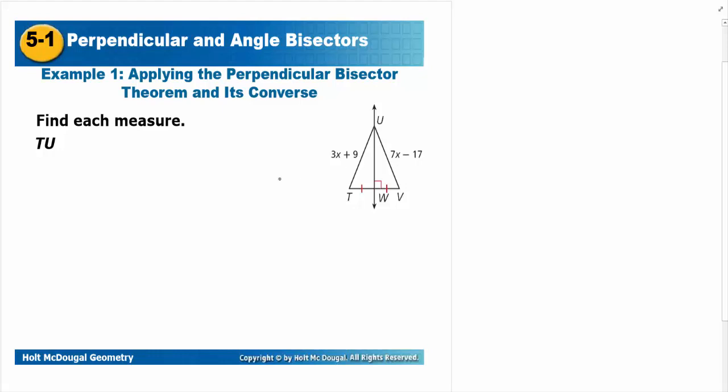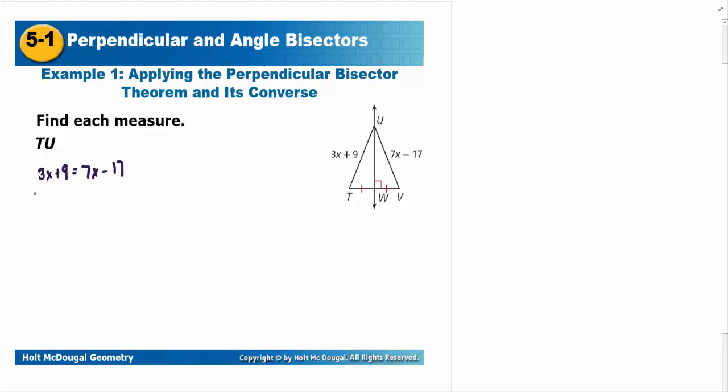Alright, so let's go ahead and apply this theorem real quick. This can go pretty fast. Example 1 says find each measure. In this case, we're looking for TU. Now, what you need to understand is it looks like I have congruent segments and a perpendicular line UW. So this would be the perpendicular bisector theorem, which would state that these two segments, UT and UV, are going to be equidistant. So your equation, if you're solving for TU, should be 3x plus 9 equals 7x minus 17.